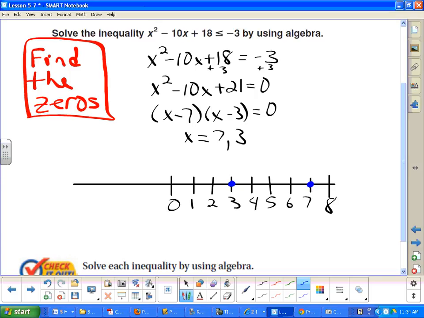Now, how do I know whether I shade between them or outside of them? Okay? That sign will help us, but we're better off checking a number just to make sure. Okay, so what's our favorite friend if we're not using it? 0. Okay, so we go back to the original. 0 squared minus 10 times 0 plus 18. Is that less than or equal to negative 3? Is 18 less than or equal to negative 3? And the answer is no. Okay, so that's a no. So then I'm going to shade the area between them.